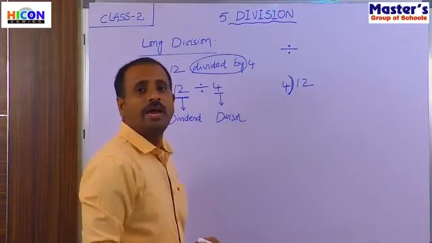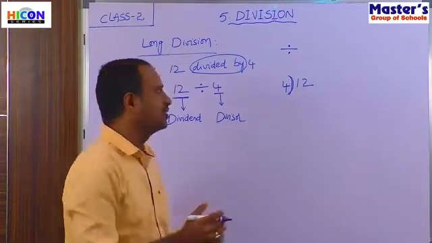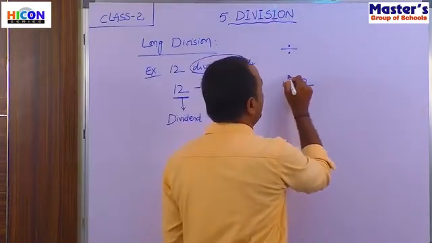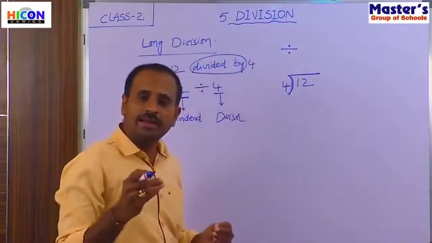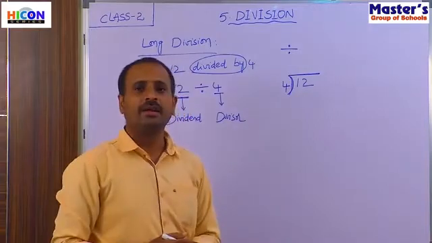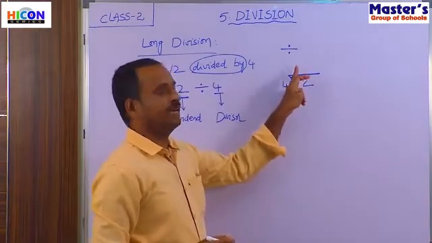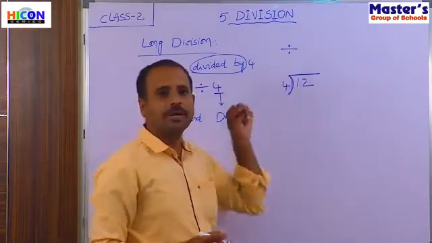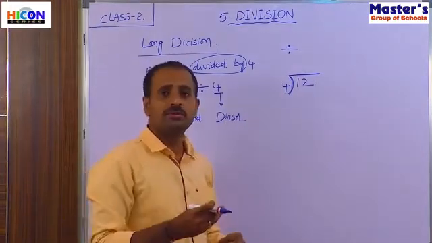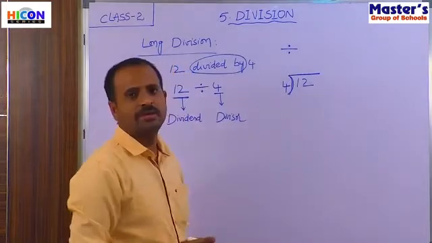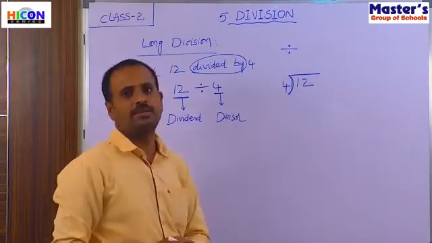And now we have to start the division. So now draw a line above the dividend. And here we will write some numbers. That number will become the quotient. So children, let us see how to do division in this long division method. This is called the long division method.